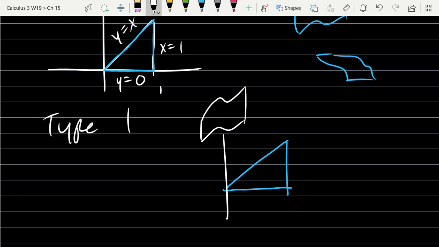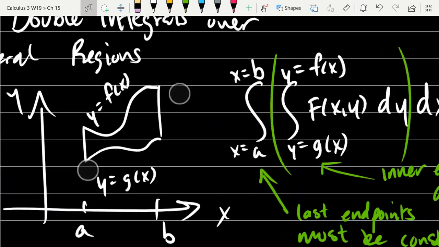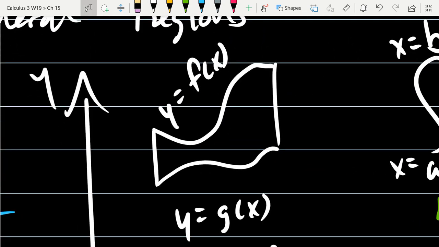So type 1, there is an a and a b value. a equals 0, b equals 1. And now I need an upper curve and a lower curve. So I'm going to go back to the type 1. Our upper curve and lower curve are functions of x, not functions of y. So I'm going to write down the functions of x for f and for g.